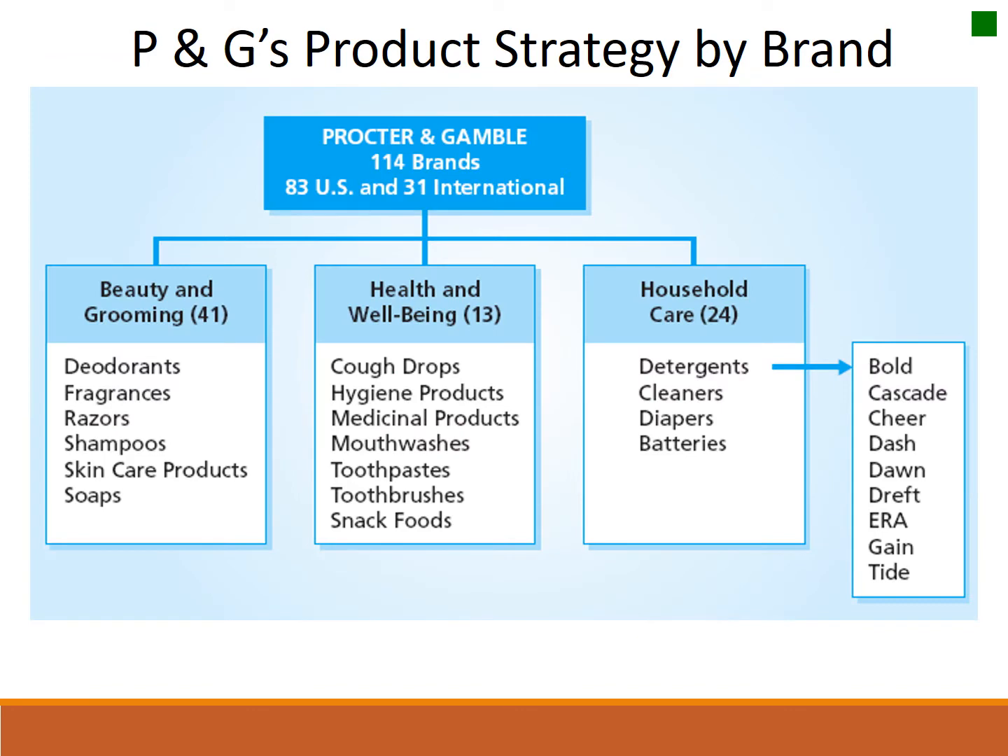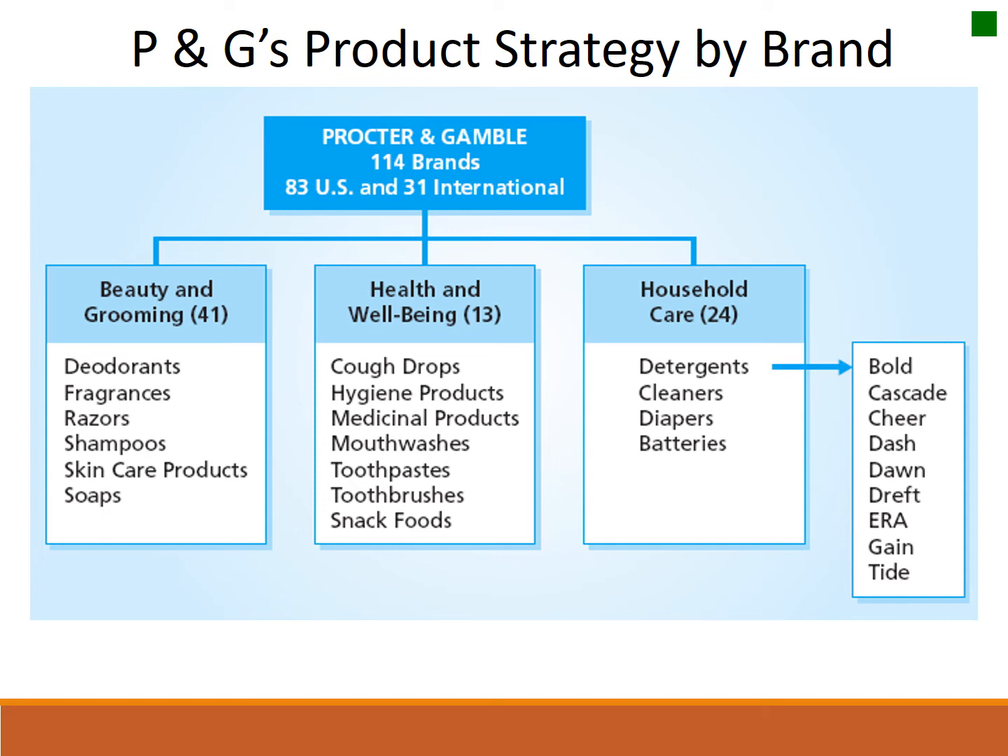We've looked at Procter & Gamble in the past. Procter & Gamble has different products within beauty and grooming, health and well-being, and then household. Then within household, we have detergents, cleaners, diapers, and batteries. That's how they are organized. That's the organization of their company through strategic business units or such.